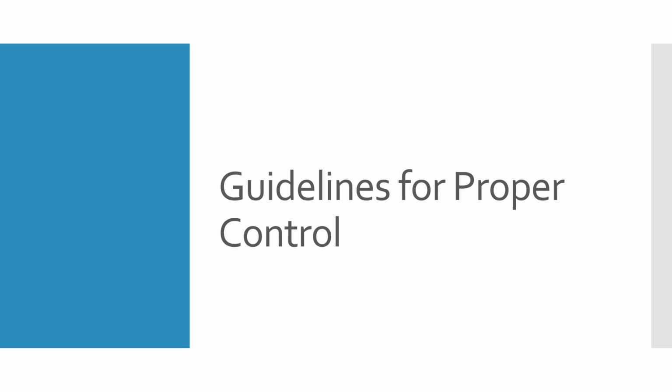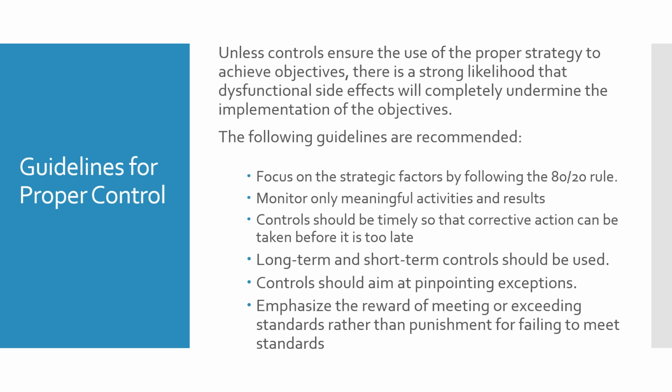Lastly, we come to guidelines for proper control. Talking about guidelines for proper control, we can say that unless controls ensure the use of the proper strategy to achieve objectives, there is a strong likelihood that dysfunctional side effects will completely undermine the implementation of the objectives. The following guidelines are recommended. First, control should involve only the minimum amount of information needed to give a reliable picture of events. Too many controls create confusion.